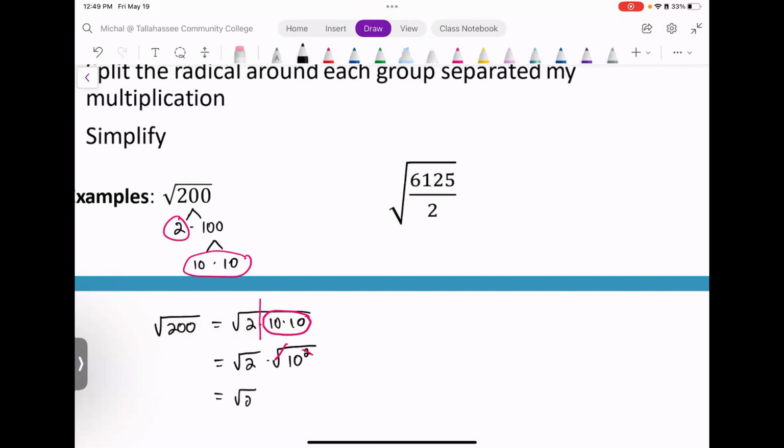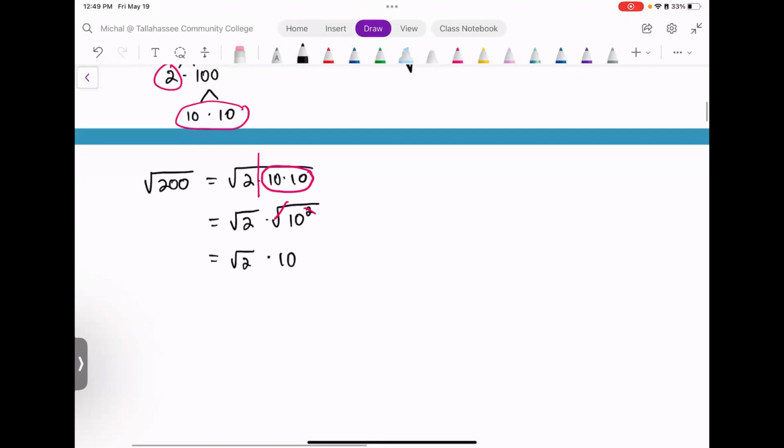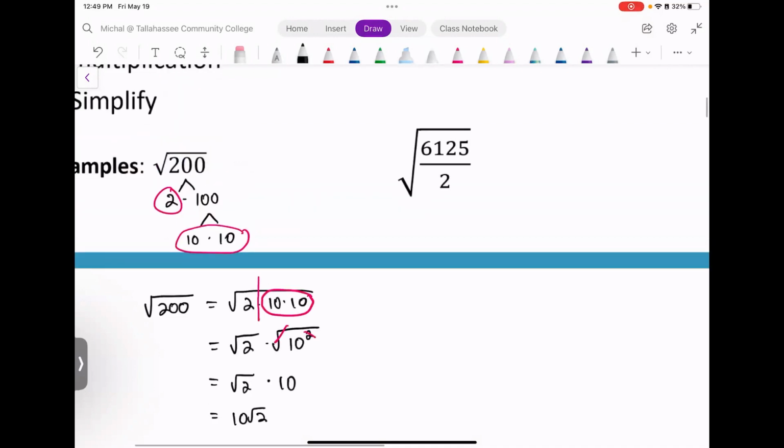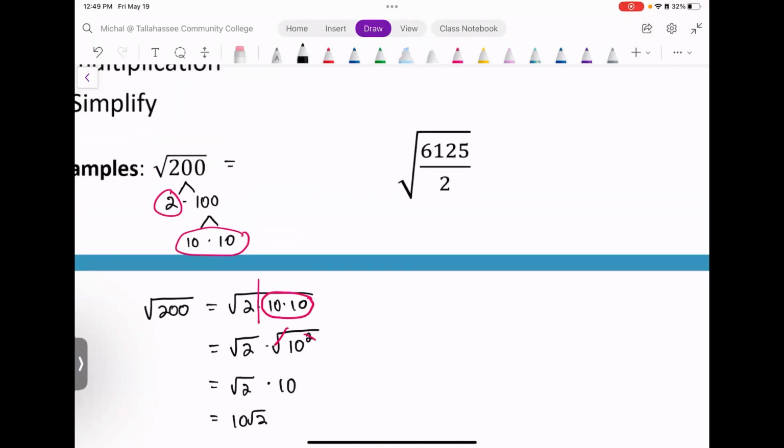So this is square root of 2 times 10, which we can rearrange with the commutative property of multiplication to get 10 square root of 2 as our simplified radical. So when I see square root of 200, Lumen is going to want you to enter this as 10 square root of 2. And it's not just Lumen, it's best practice in math.